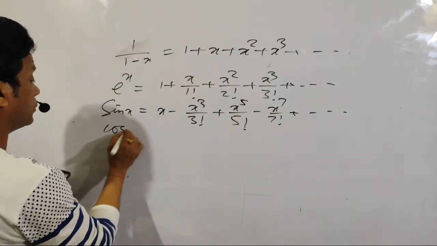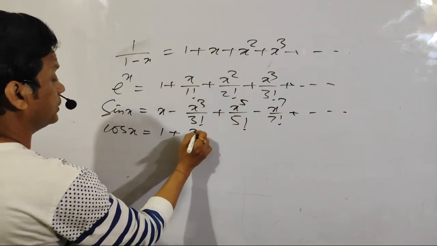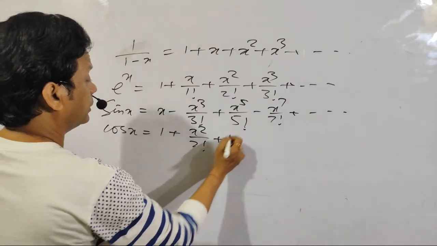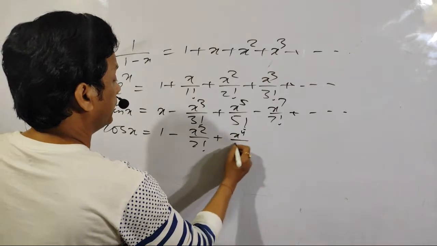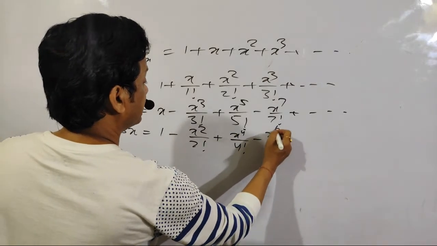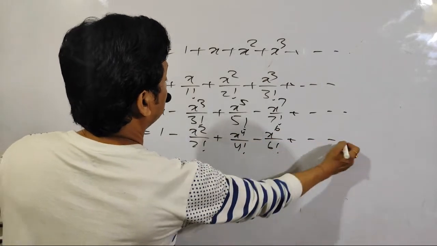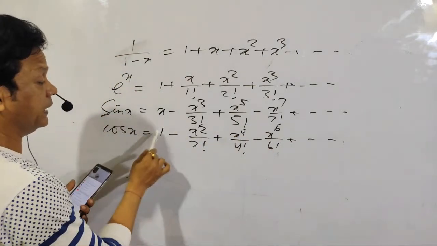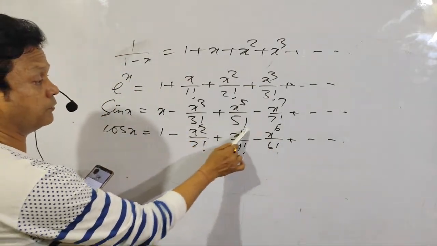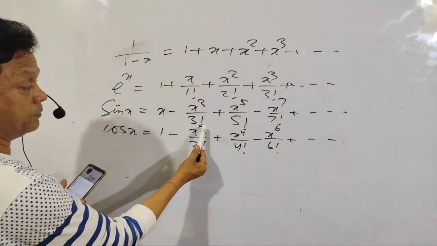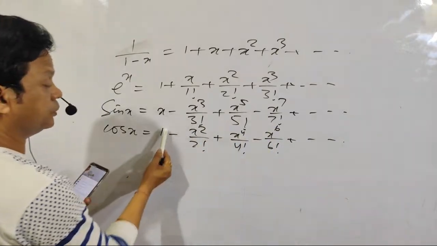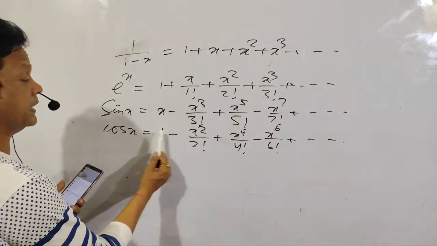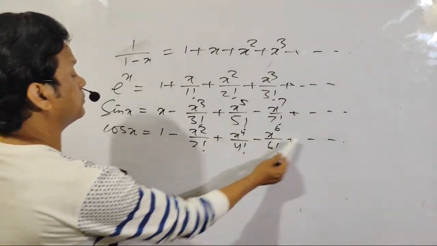In case of cos, it is 1 minus x square by factorial 2, plus x to the 4 by factorial 4, minus x to the 6 by factorial 6, plus so on. Only even powers you are taking, x to the 0, x to the 2, x to the 4, x to the 6 and so on, and 2 by factorial 2, 4 by factorial 4, 6 by factorial 6, 0 by factorial 0 and so on. Alternate sign, plus, minus, plus, minus, and so on.